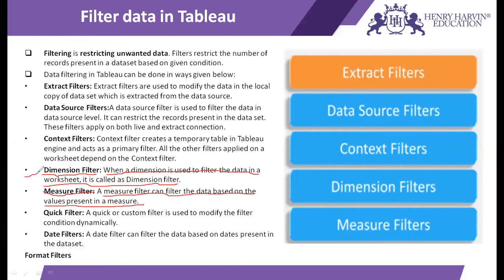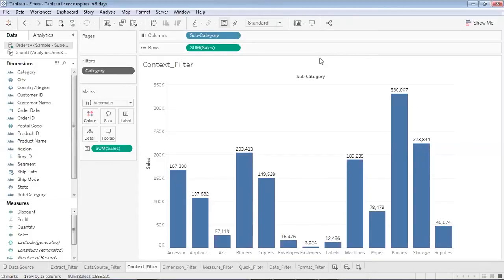Dimension filter is when the values are discrete, blue in color, then those fields when applied as filters are known as dimension filters. When the fields are continuous in nature, then those fields when used as filters are known as measure filters. So we'll see how the difference comes when we use a dimension as a filter or a measure as a filter. So let me move to this dimension filter.